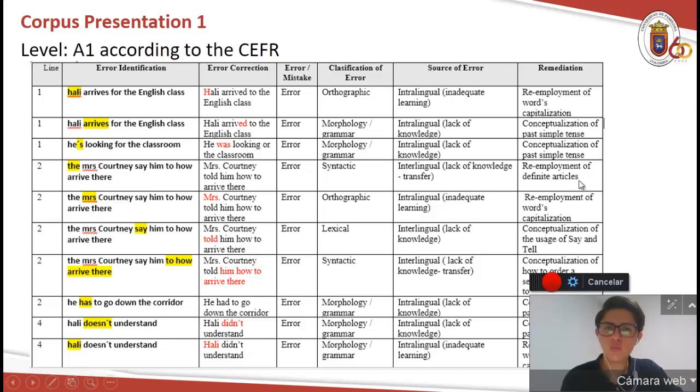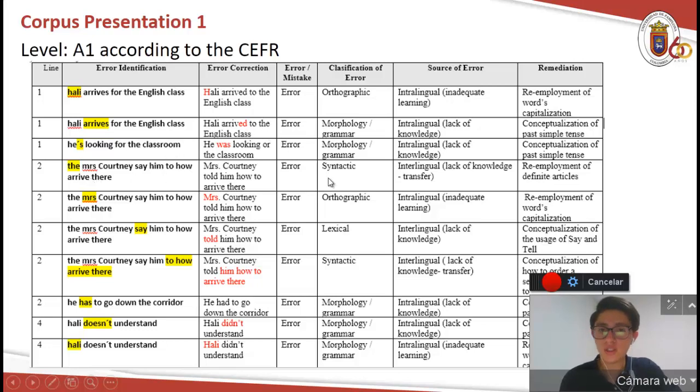We have several morphologic and grammar mistakes because the student was supposed to report what happened in the chapter, right? But he used only present simple for reporting that. So that's why there are several morphological and grammar errors. An example could be "Ali arrives for the English class." "Ali arrived" would be better, using past simple if you want to report something.